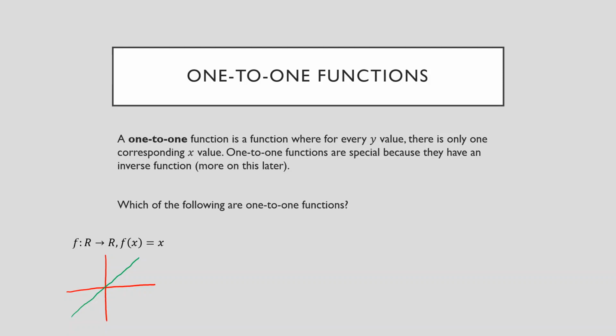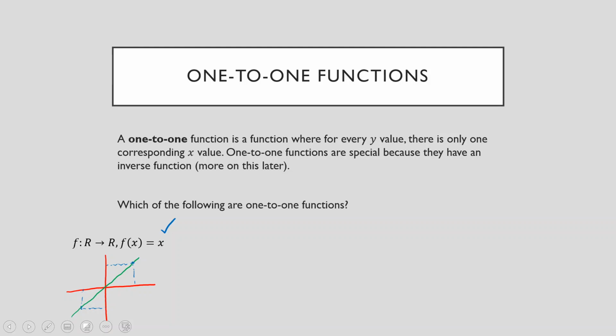Well, we look at the definition and we say for every y value, there is only one corresponding x value. So you pick a y value, let's say we've picked this y value here. Is there only one corresponding x value? Yes, it's that x value here. Pick another y value, let's say this y value here. Is there only one corresponding x value? Yes, that point there. In fact, no matter what y value you choose, you can always find only one corresponding x value for this particular function. So that means this function is one-to-one.